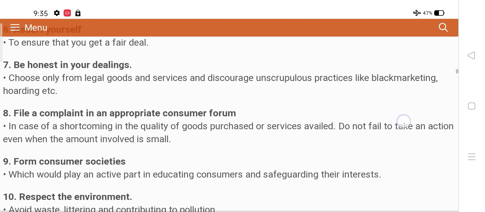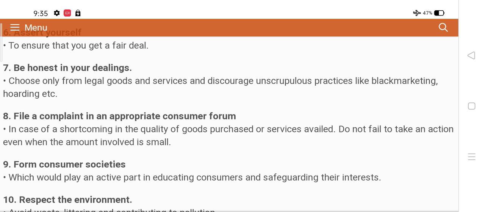Now the seventh responsibility of the consumer is to be honest in your dealing. The consumer should be honest in his dealing and choose only legal goods and services, and the consumer should always discourage unscrupulous practices like black marketing, hoarding and other things. So all these things should be done by the consumer and he should be honest at the time of dealing.